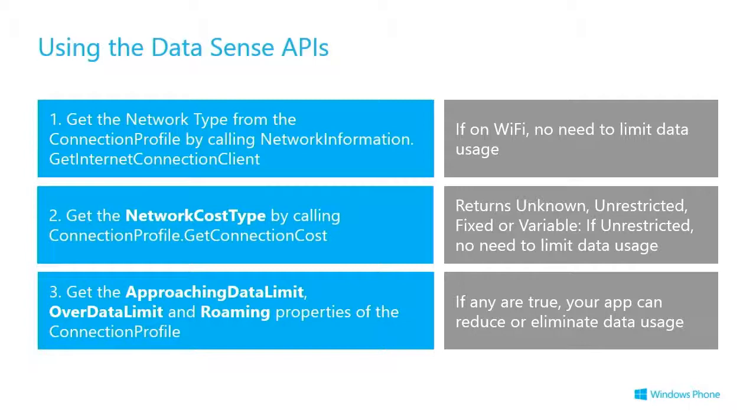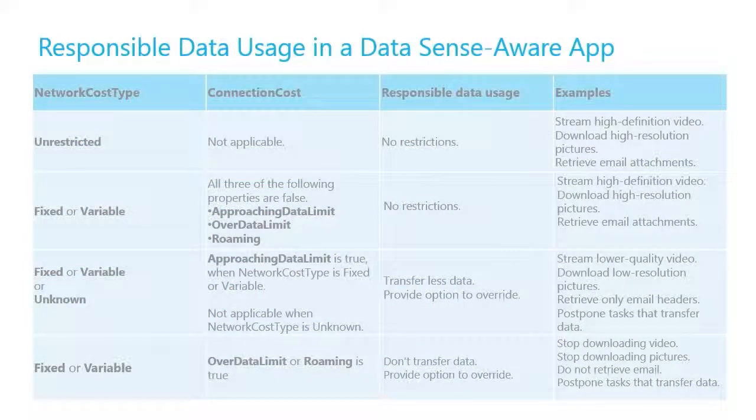So the question here is, are we currently using a cellular data network, and are they near their data limit? And then you will modify your behavior. There's a complicated table here, which I'm not going to walk through, but it gives you the responsible data usage. Basically, if the network cost type comes back as unrestricted, it doesn't matter. Fixed or variable, and none of these approaching data limit, over data limit, or roaming properties, or if they're all false, again, no restrictions.